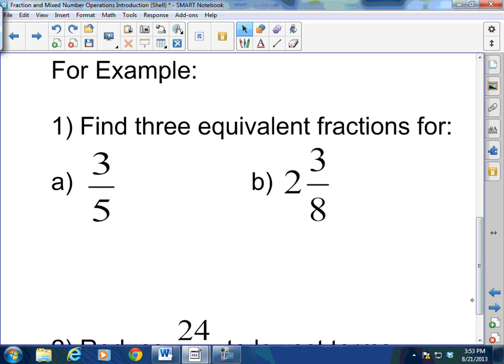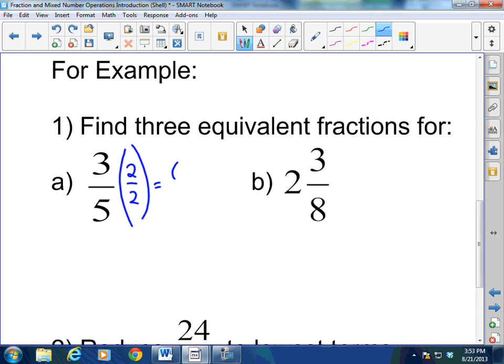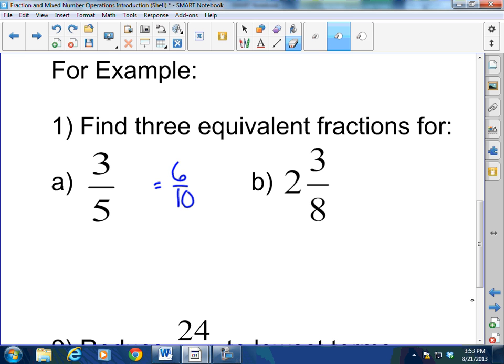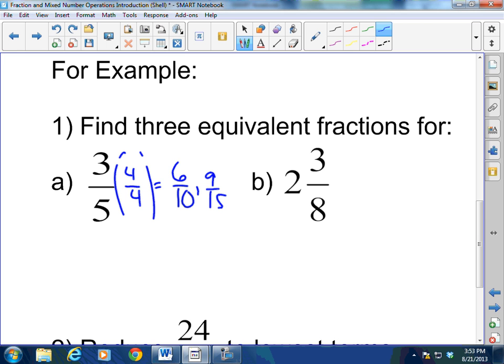For example, find 3 equivalent fractions for, okay, A. 3/5. Well, I'm going to multiply the top and the bottom by the same number, so I'm going to get 6/10. Then I'm going to go ahead and multiply the top and the bottom by, I don't know, 3/3. So that's going to give me 9/15. And then I'm going to multiply the top and the bottom by 4/4, which would give me 12/20. All of those are equivalent.